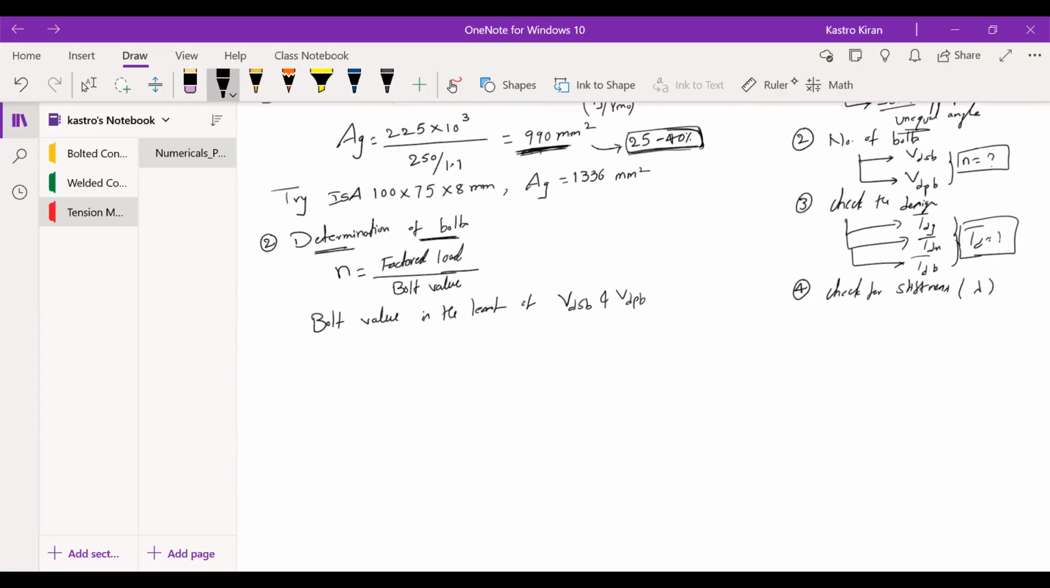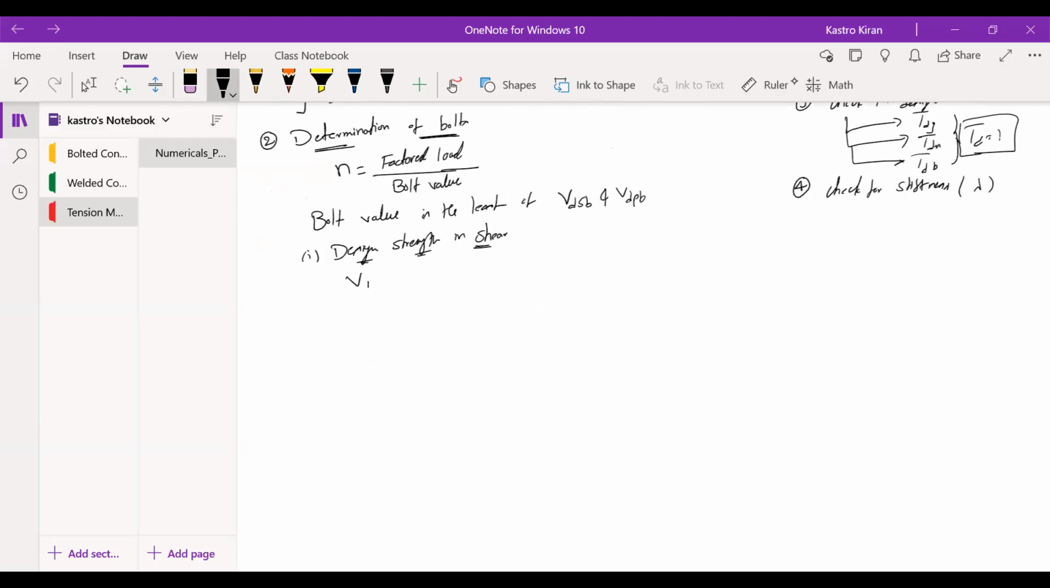Now we shall have to solve for VDSB and VDPB. So let's solve for VDSB, that is the design strength in shear. So the bolted connections concept. VDSB equals VNSB by gamma MB. This is the fixed formula. The formula of VNSB is FUB by root 3 times (NN ANB plus NS ASB), into 1 by gamma MB, which is 1.25.